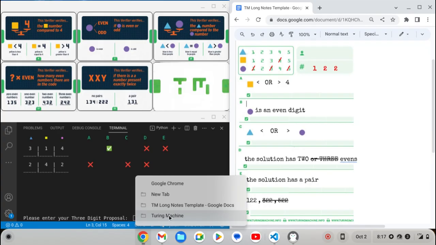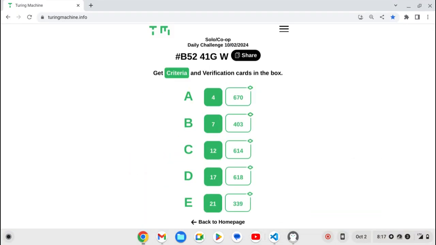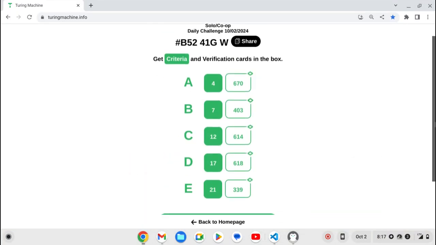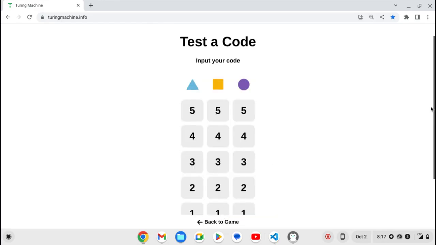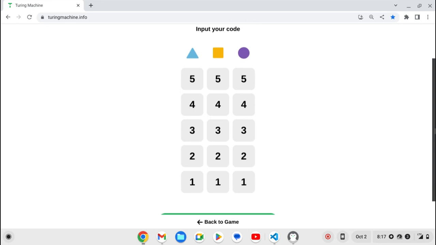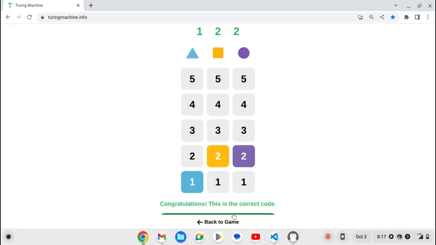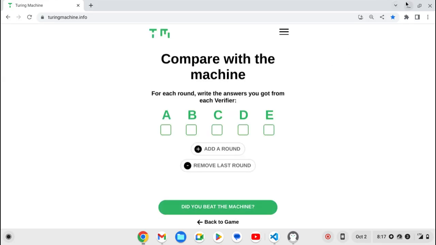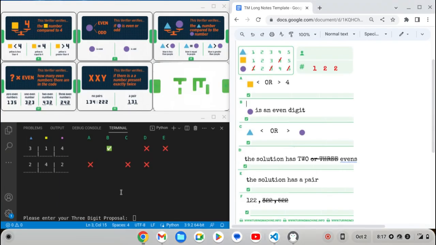So let's go verify 1, 2, 2. This is an interesting puzzle. So 1, 2, 2. Fantastic, that was. Okay, well, how do we do with a Turing machine? This will be interesting because we did have 5 criteria cards and we did 6 tests.